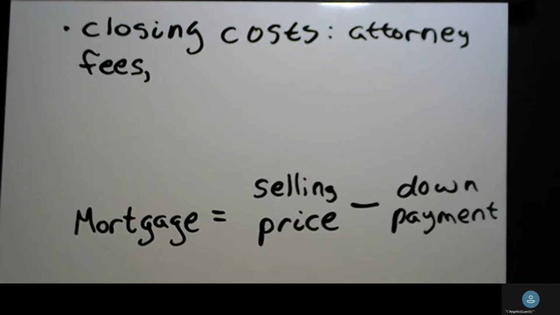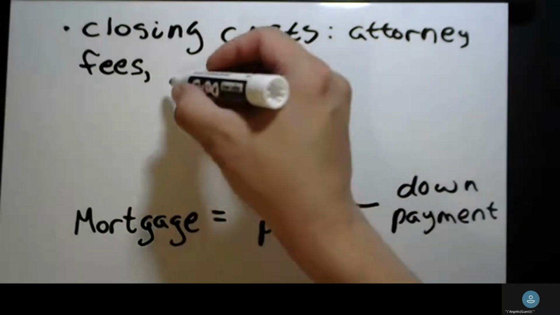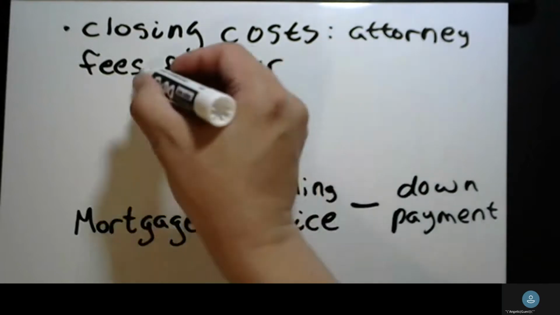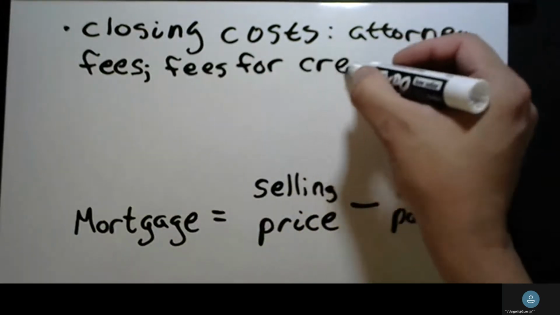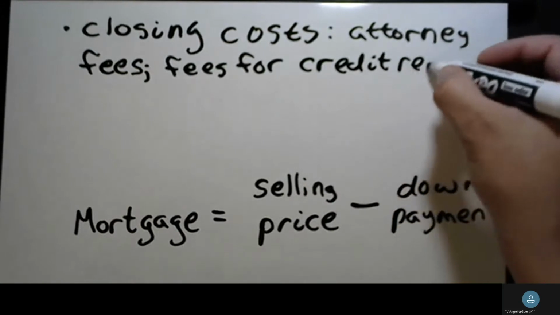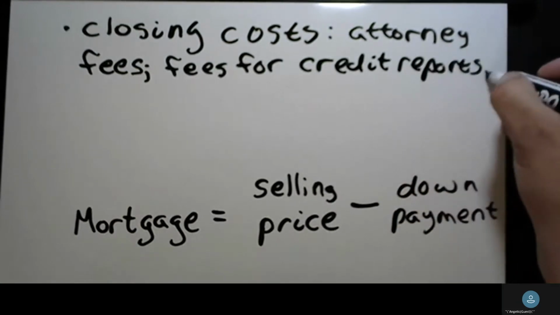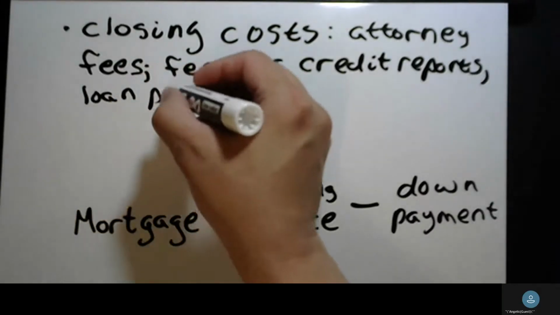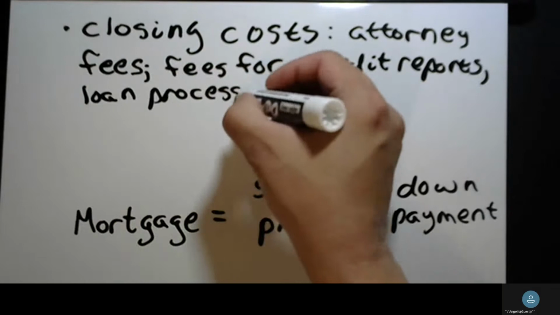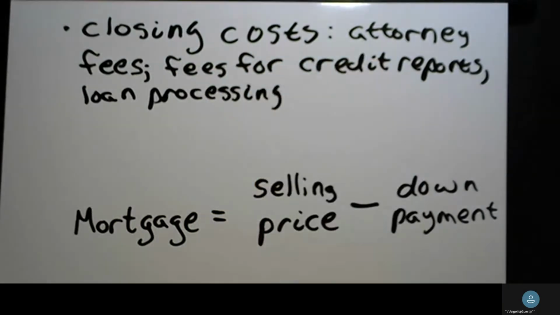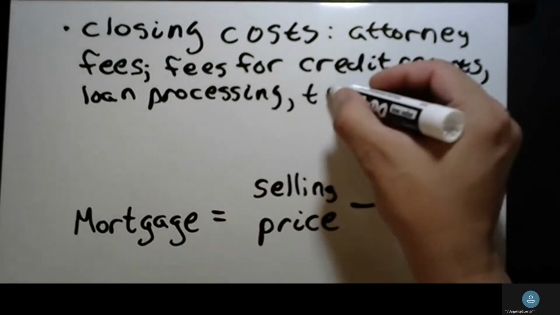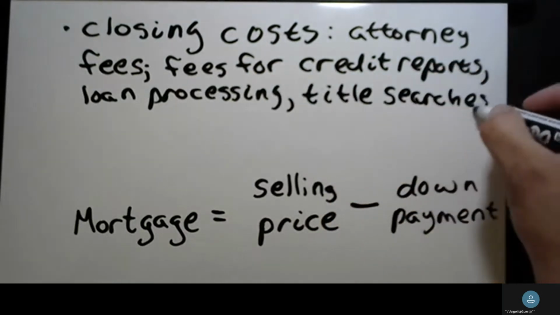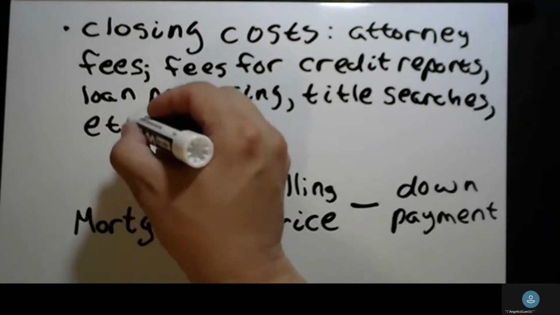It could be fees for attorneys, fees for credit reports, loan processing, title searches. I mean, other things as well.